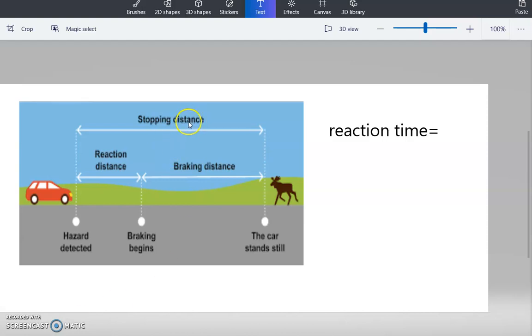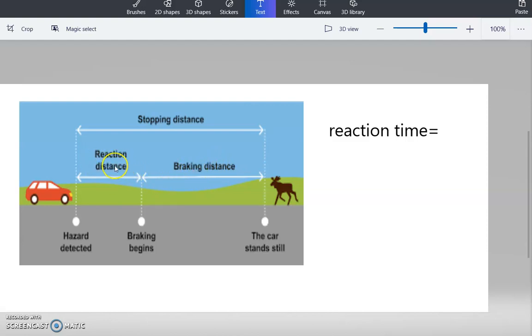Hi guys, in this video we are going to look at the stopping distance. What do I mean by the stopping distance? The stopping distance is the total distance traveled by a car from the moment that the driver sees an obstruction to the moment that the car stops. We can actually divide the stopping distance into two parts. The first part is called the reaction distance and the second part is called the braking distance.